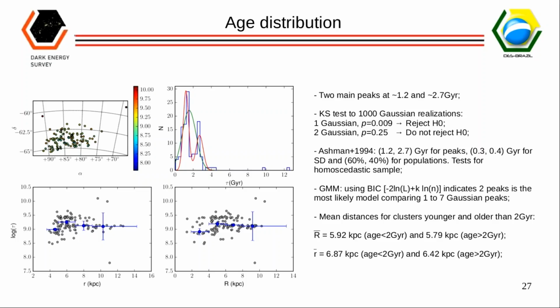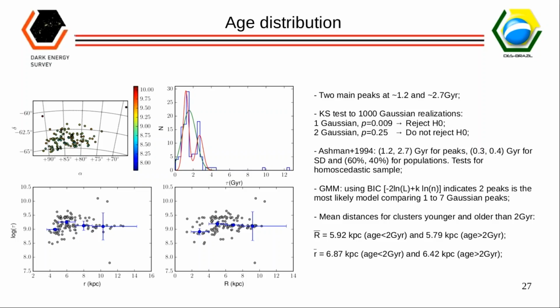The test using the Ashman 1994 approach is not indicated for this sample because this is a heteroscedastic sample. It's not a homoscedastic sample. Applying GMM, the Gaussian mixture models, this test indicates that two Gaussians are the most indicated for the distribution.